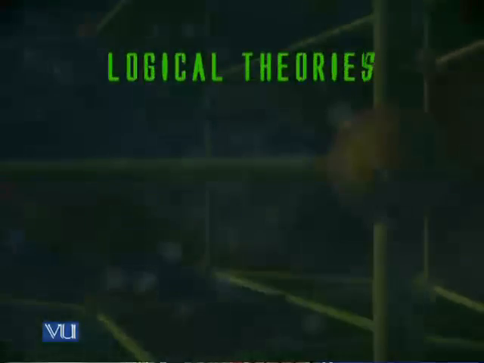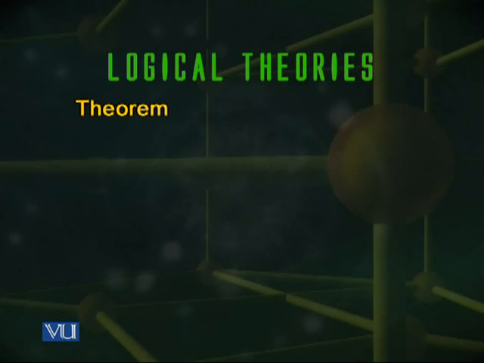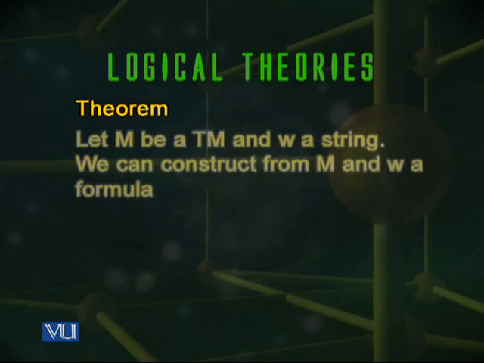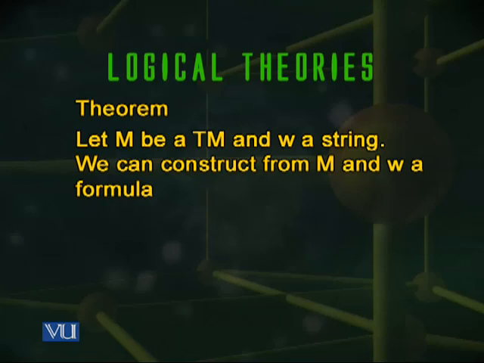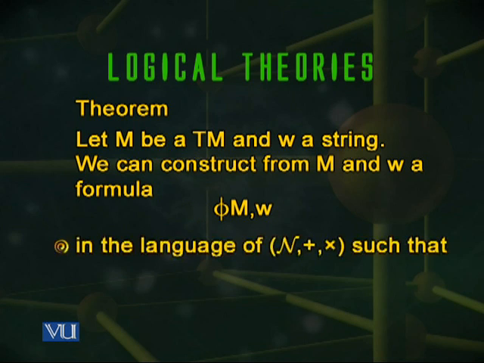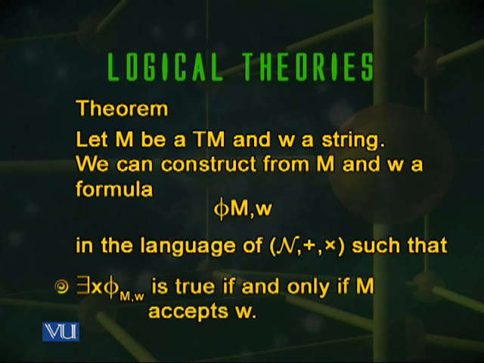Let's continue. In order to prove that number theory is not decidable, we will need this auxiliary theorem. This theorem says that let M be a Turing machine and W be a string. Then we can construct from M and W a formula phi sub M,W. So this formula will depend on M and W in the language of number theory such that there exists X phi of M,X is true if and only if M accepts W.